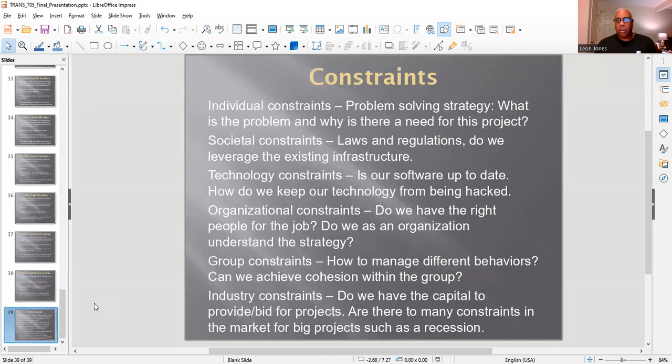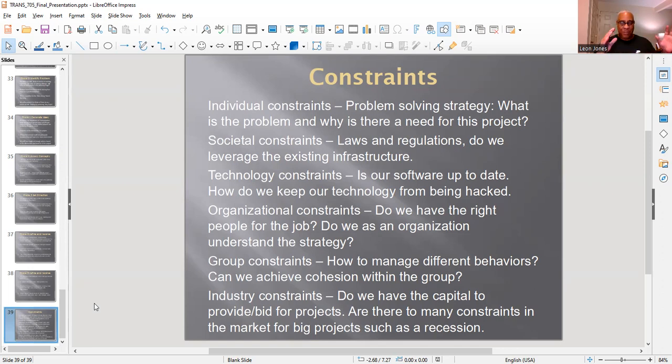And then we get into our constraints. Now, this is a different type of constraints. So as I break it down, we have an individual constraint, and that's problem-solving strategy. What is the problem, and why is there a need for the project? Now, the problem is there's congestion on the Atlantic City Expressway.